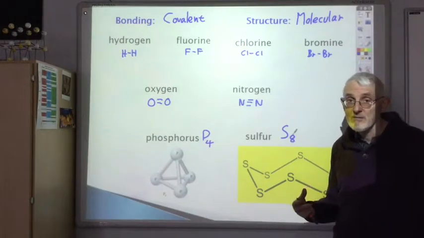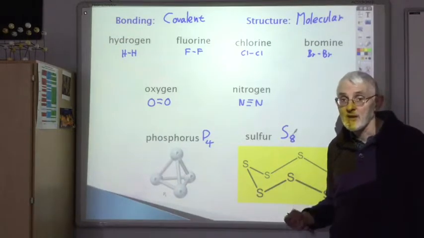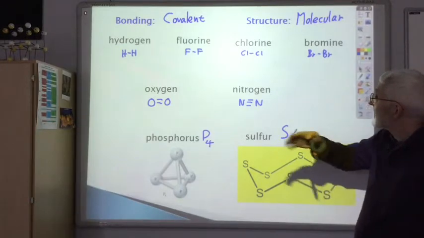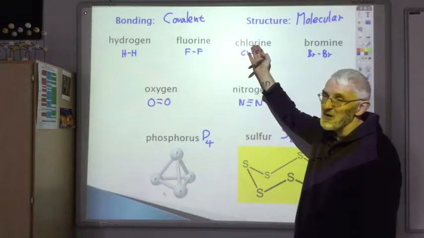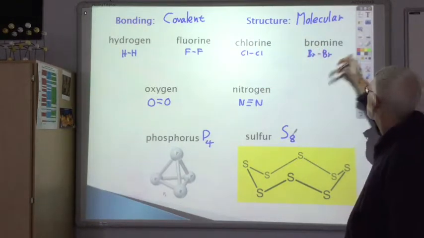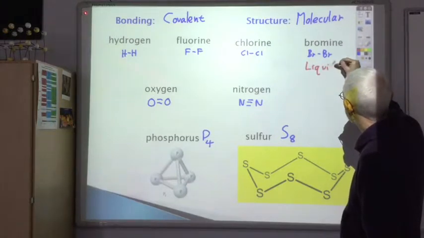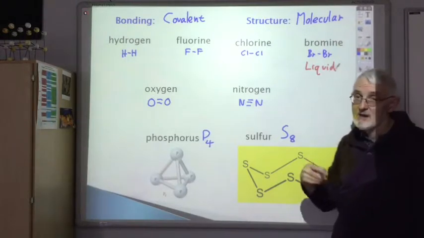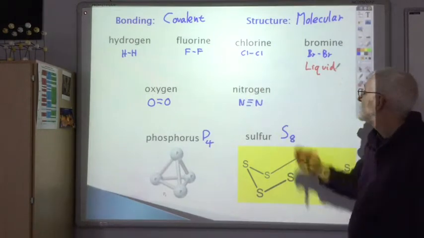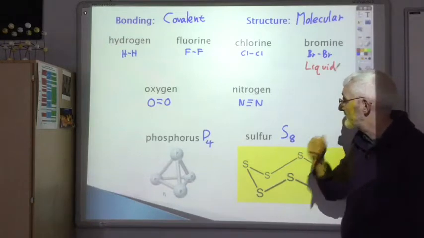And of course, it depends on the mass of the molecule. The bigger the molecule, the bigger the London dispersion force. So hydrogen, fluorine, chlorine, they're all gases at room temperature, but bromine is a liquid at room temperature, because the bromine atoms are a lot heavier than the chlorine, fluorine, hydrogen, so the London dispersion forces are strong enough to make it a liquid at room temperature.